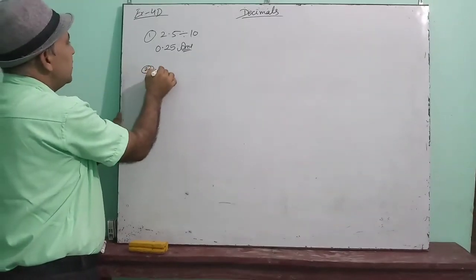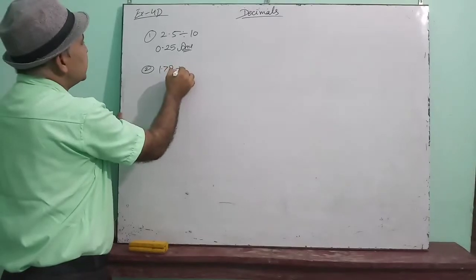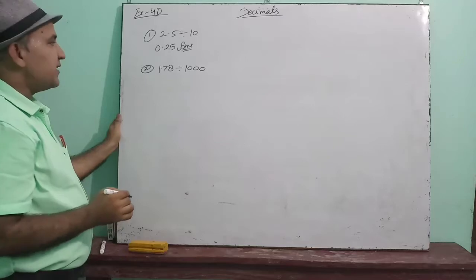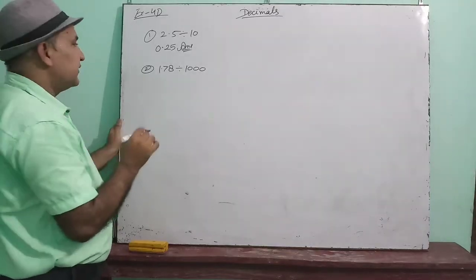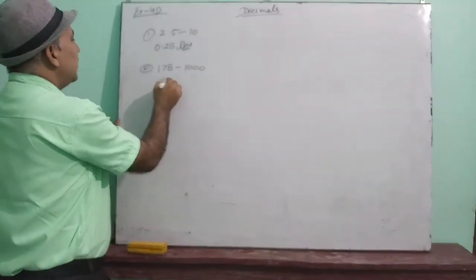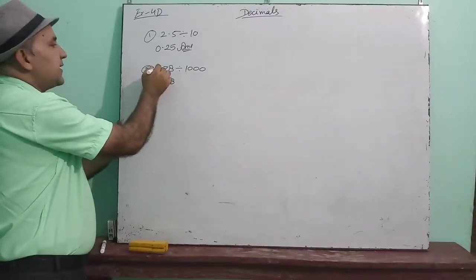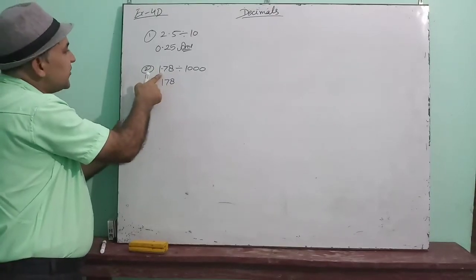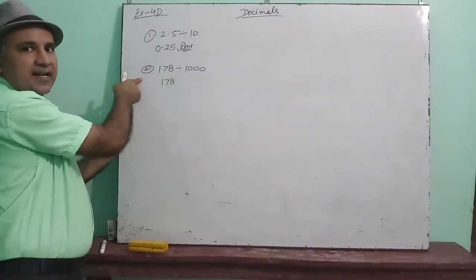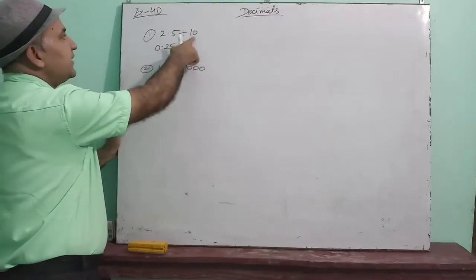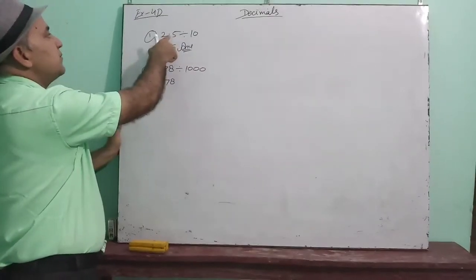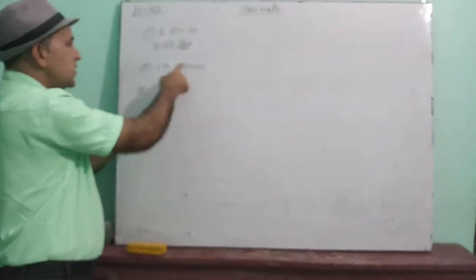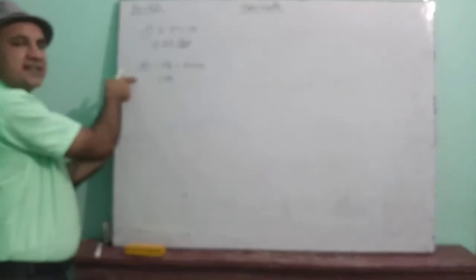See one more question. Suppose that 1.78 is divided by 1000. Then what will you do? When a decimal number is divided by 1000, then the decimal shifts 3 digits left-hand side. Are you watching? In 10 there was 1 zero, so the decimal is shifting 1 digit left. In 1000 there are 3 zeros, so the decimal is shifting 3 digits left.